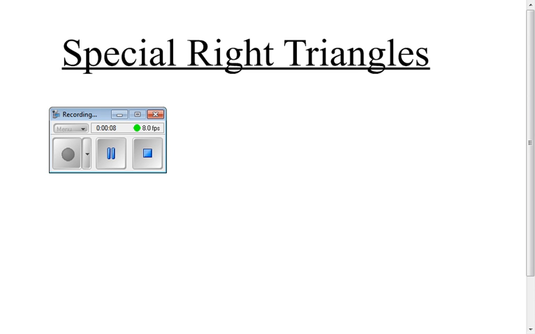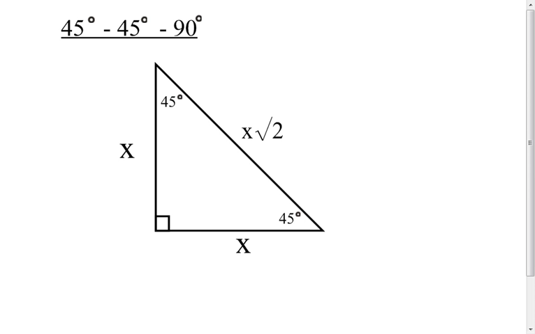We are going to be looking at some special right triangles today, some 45, 45, 90 and some 30, 60, 90 degree triangles, just to give you a quick review of some of their special properties. So here's a 45, 45, 90. The hypotenuse will always be whatever the legs are times the square root of 2, and these should be on your master formula sheet as well as on your note sheet there.